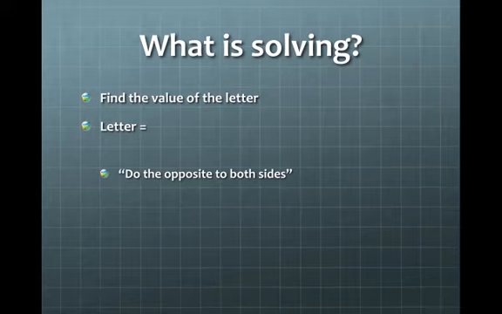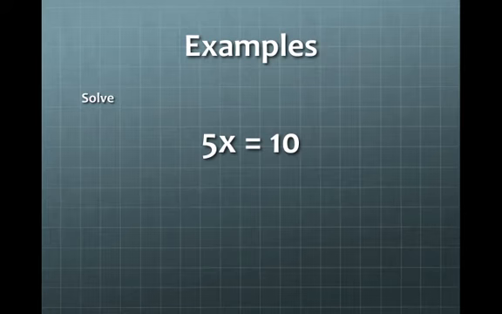The golden rule, or the rule that we're going to have to apply throughout, is do the opposite to both sides. When we have an equation, we know that both sides of the equal sign are equal to each other. Therefore, if we want to change one side, we have to change the other to maintain that balance. And to solve something, we need to work backwards through what's been done, which is why we need to do the opposite. So let's jump straight into a really simple example.